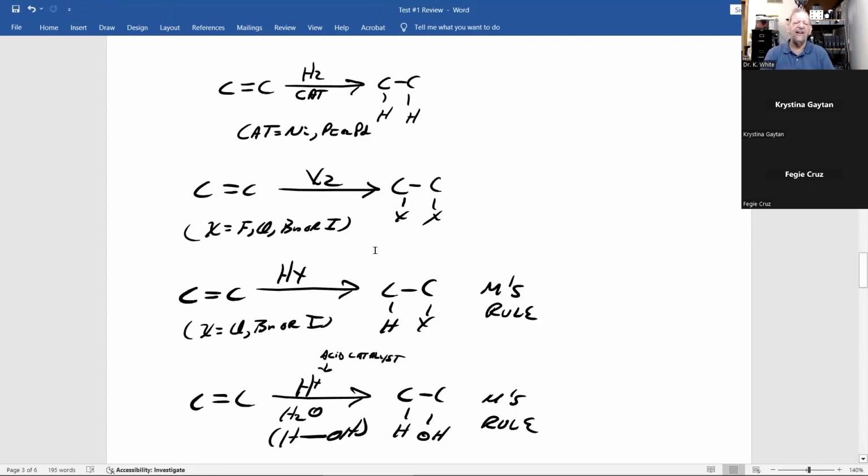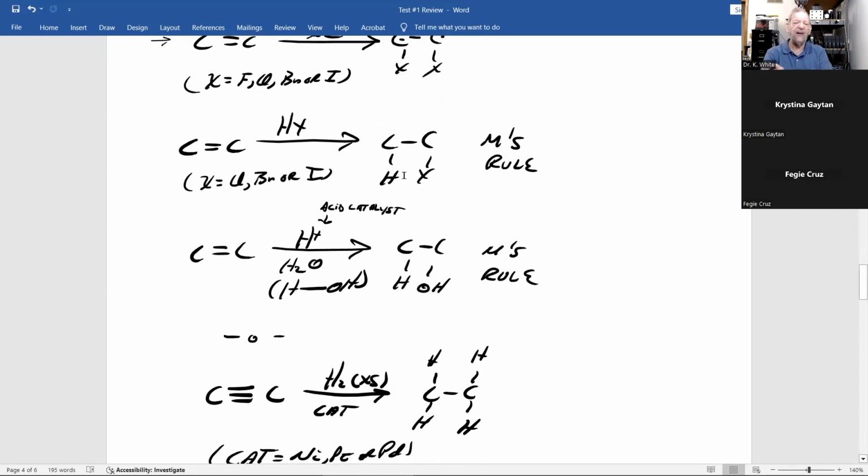Now, in organic chemistry, just like in math, X and Y are variables. X means fluorine, chlorine, bromine or iodine, the halogens. And when you have a double bond reacting with halogen gas, X2, you break the pi bond, and each carbon of the double bond gets a halogen.